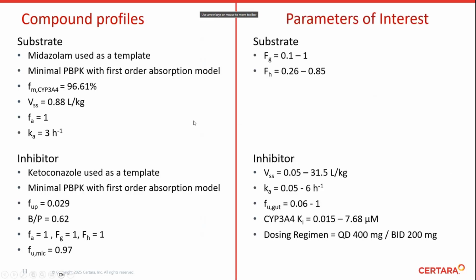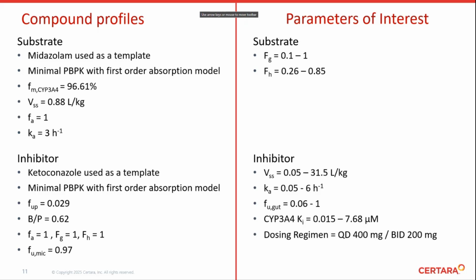Next slide, please. So the compounds that we used for our study, we did not generate from the ground up. Instead, we used templates. So for the substrate and inhibitor, we used midazolam and ketoconazole as templates respectively. And we picked midazolam and ketoconazole because midazolam is primarily metabolized by CYP3A4 and ketoconazole inhibits CYP3A4, which allowed us to explore the impact of intestinal metabolism on discrepancies between models.